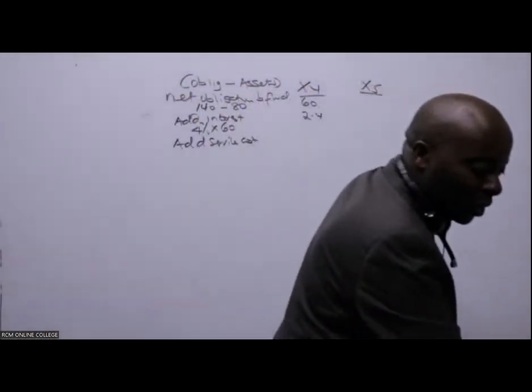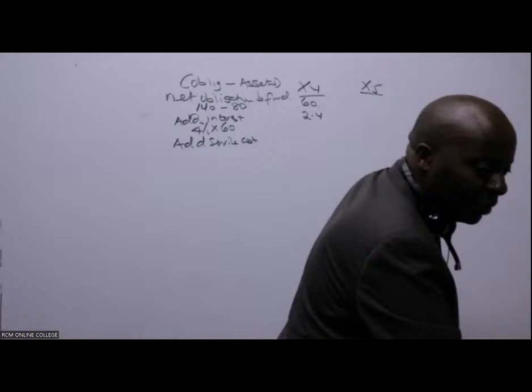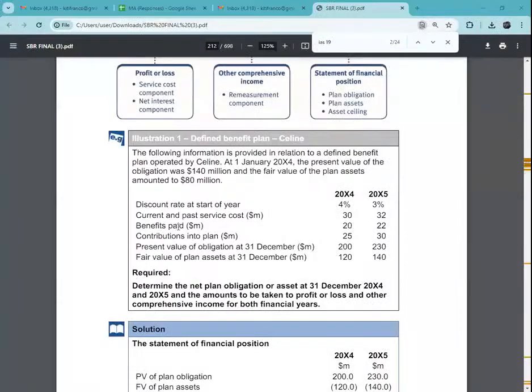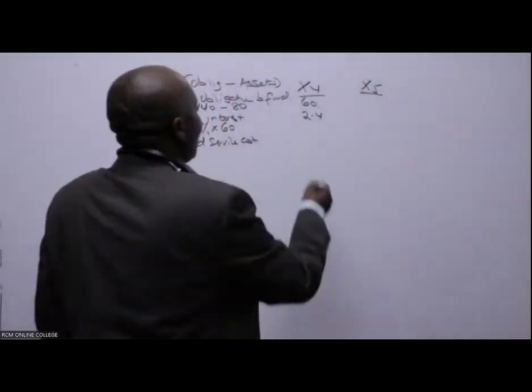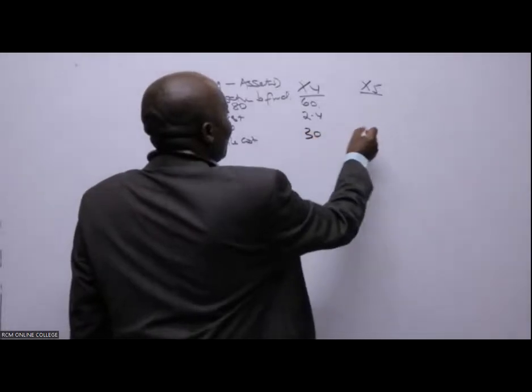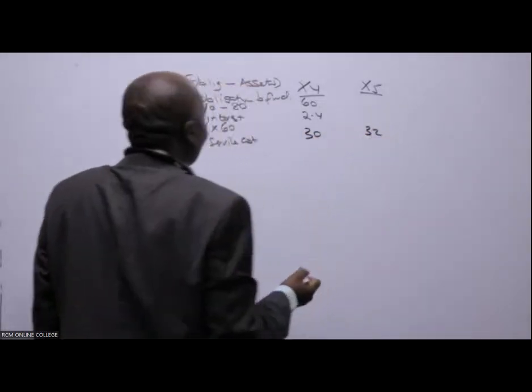Add service cost. So the service cost that we have, ladies and gentlemen, you can see: current and past service cost, you can write for the 2 years. We have 30 and 32. Everything now we shall be writing for the 2 years. So service cost is 30 and 32.